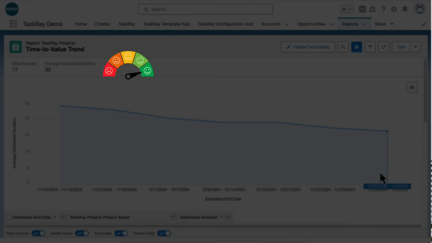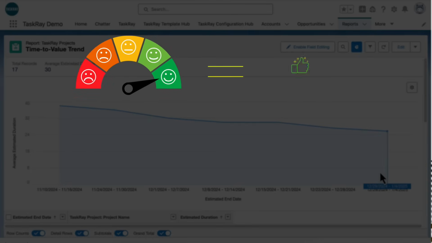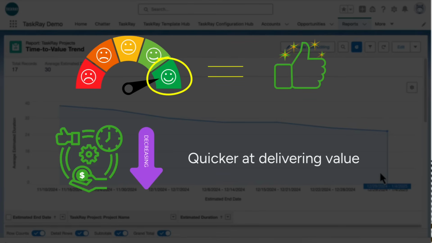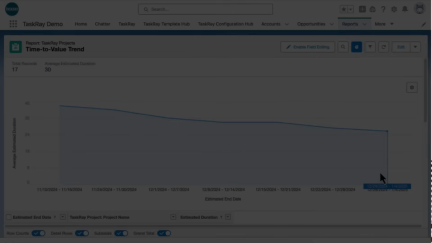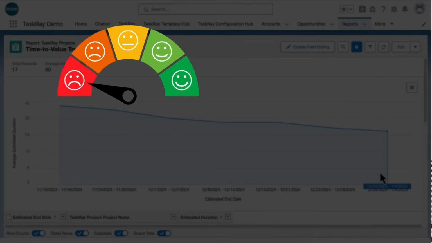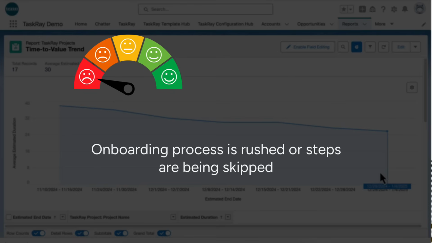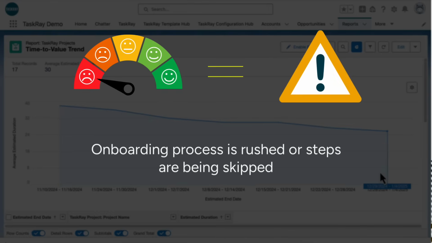If the customer sentiment is positive, that paints a positive picture all around. Not only is our time to value metric decreasing and we are getting quicker at delivering value, the customers are happy with the process too. On the contrary, if the customer sentiment is negative, then that could be a sign that the onboarding process is rushed or steps are being skipped. In other words, even though we are fast at executing the process, the customer experience is compromised.